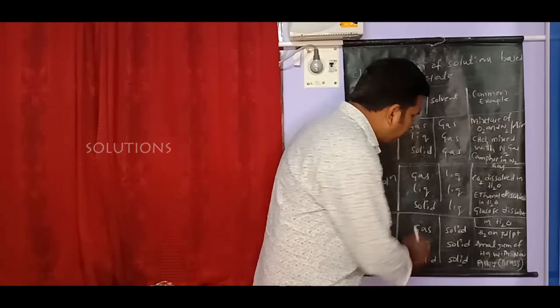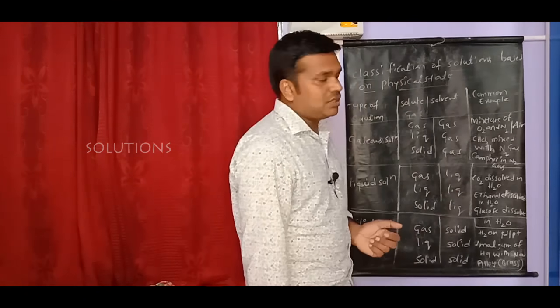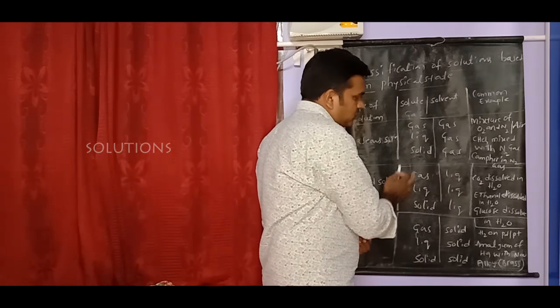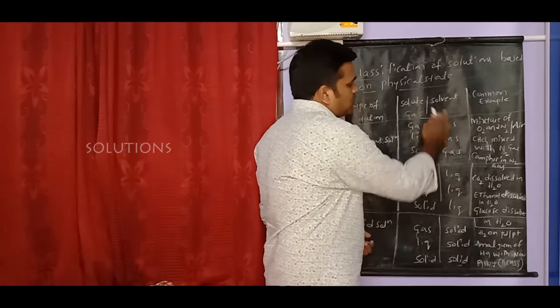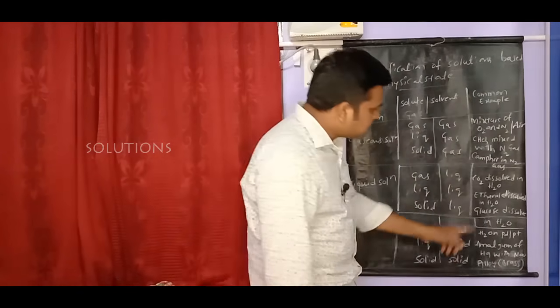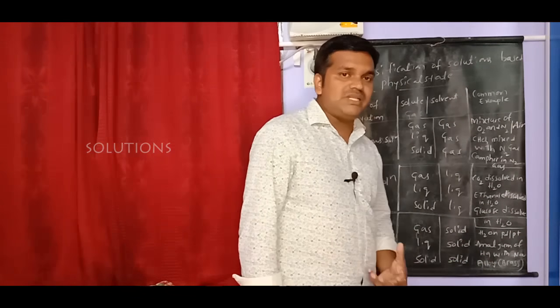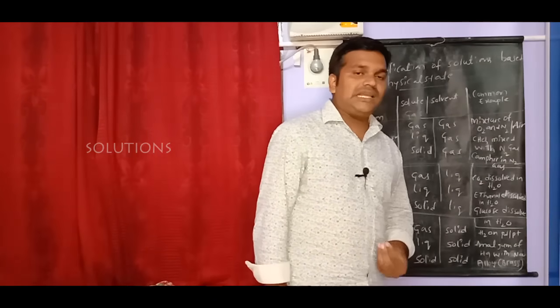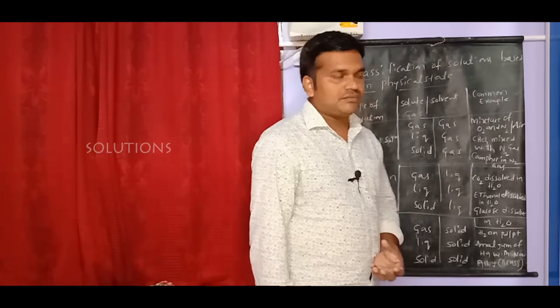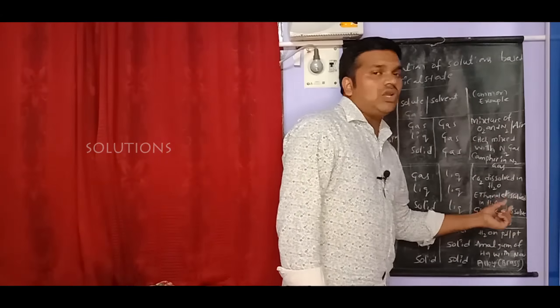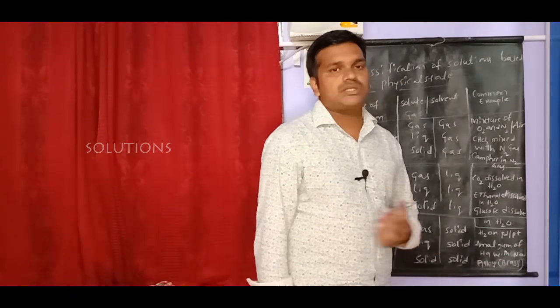Come to the second one, we have liquid in liquid. In this solution, the solute is liquid and the solvent is also what? Liquid. You can see the example here, ethanol dissolved in water. Ethanol means ethyl alcohol. Ethyl alcohol in the form of liquid combines with water, they will form what here? Ethanolic solution, or you can say ethyl alcohol solution.